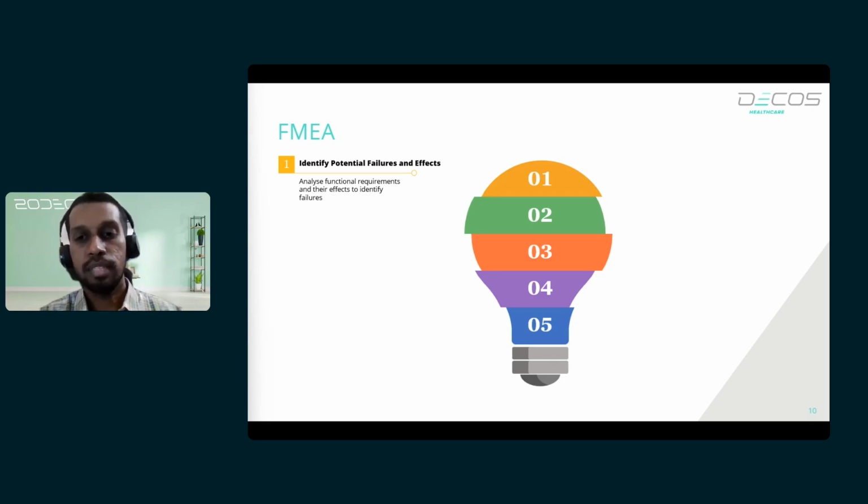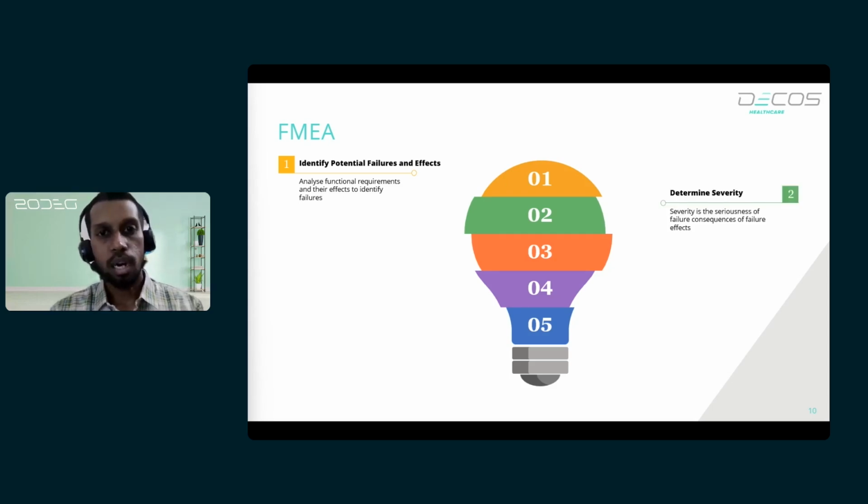So if the device fails to produce a readout, then obviously the intended task of the device is not completed, right? So I need to understand what the functional requirements are, and if there is going to be a functional failure, what the end impact is going to be if this function does not occur. So I need to identify two things. One is the potential failure that can take place, after which I need to identify what the effect can be when this failure occurs. After which I'll be determining the severity.